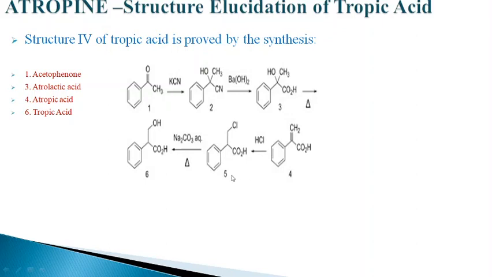But this has added according to anti-Markovnikov addition, as shown here, because this compound 4, atropic acid, is an unsaturated acid. So on unsaturated acid, this addition took place contrary to Markovnikov rule. This fifth compound, on hydrolysis, undergoes nucleophilic substitution, and Cl is substituted with OH, yielding tropic acid. So this is the synthesis of tropic acid, which confirms our probable structure 4.